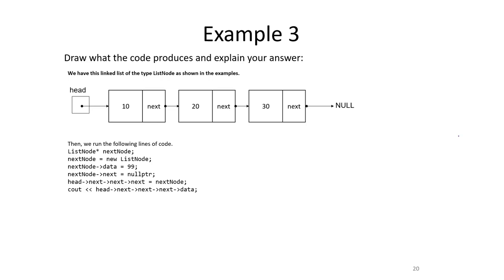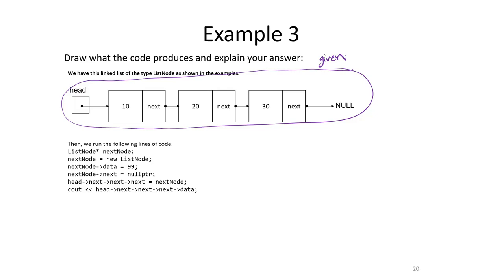Let's now try example 3. In example 3, we are given that we already have this list initially. So we already have a linked list of list node type. So we can also assume that our list node struct is declared. And look what's happening next.